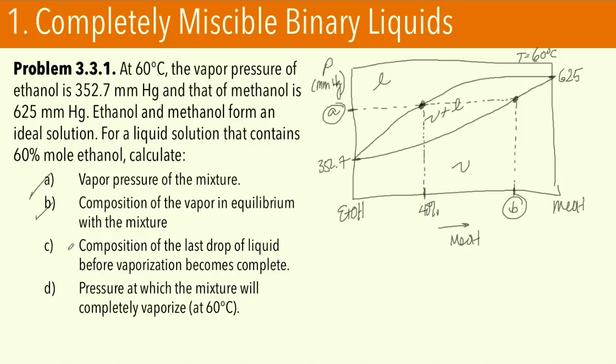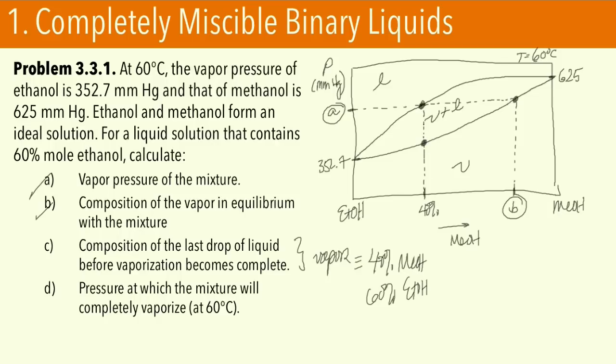How about for C and D? C asks for the composition of the last drop of the liquid before vaporization becomes complete. It's pretty much asking for the composition of the liquid at the dew point. This implies that just before vaporization becomes complete, the composition of the vapor is going to be equal to the composition of the original liquid solution. So the vapor's composition is going to be equivalent to 40% methanol and 60% ethanol. That means we have a composition along the vapor line. This is the vapor line, so overall, this is going to be the composition of the vapor at the dew point.